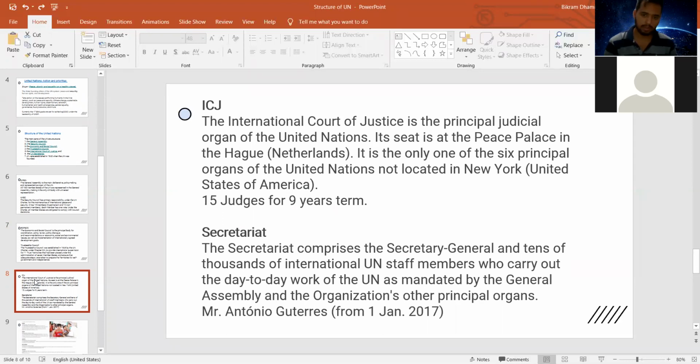The International Court of Justice is the principal judicial organ that seeks judicial review of disputes between states, or the countries or nations of the world. It is one of the organs of the United Nations. It sits at the Peace Palace in The Hague, Netherlands. It is the only one of the six principal organs of the United Nations that is not located in New York.